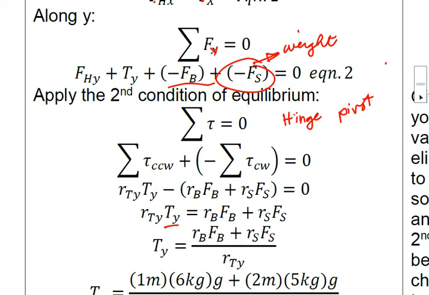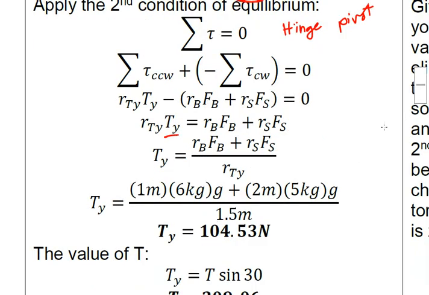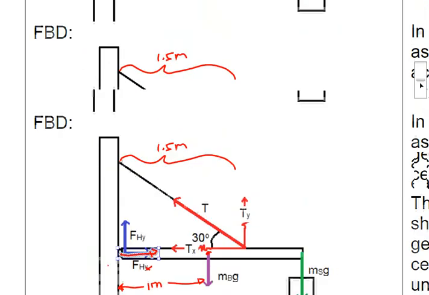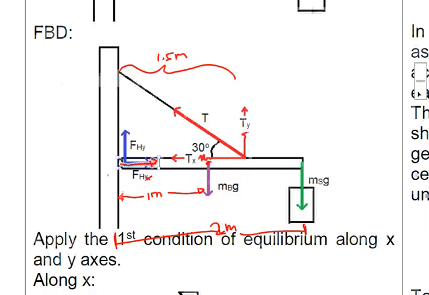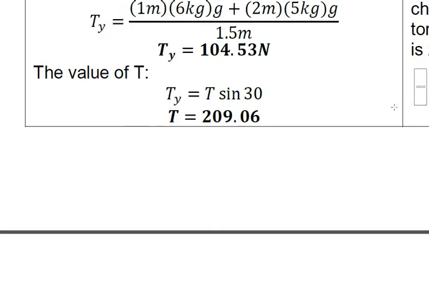Substituting all the values that we have, Ty is equivalent to 104.53 Newton. If you go back to the illustration, Ty is T sine 30. That is why we can directly compute T from Ty. So you have here T sine 30, so the T is equivalent to 209.06 Newton.